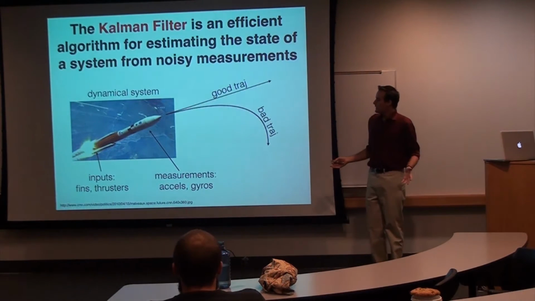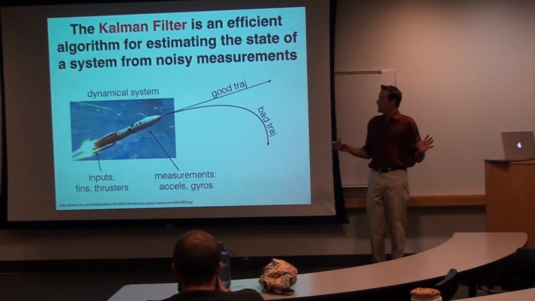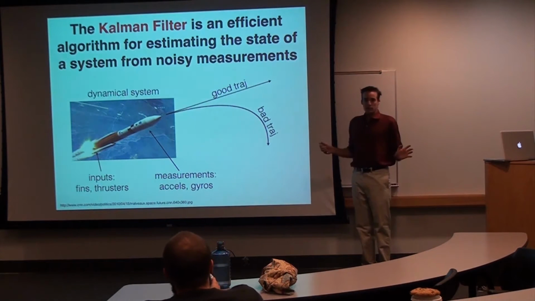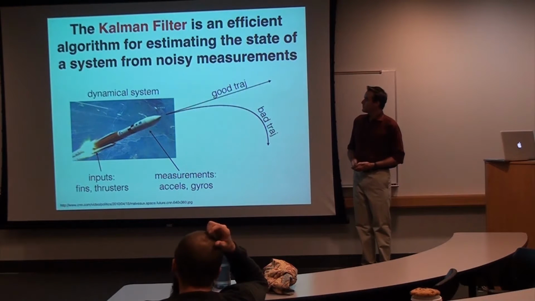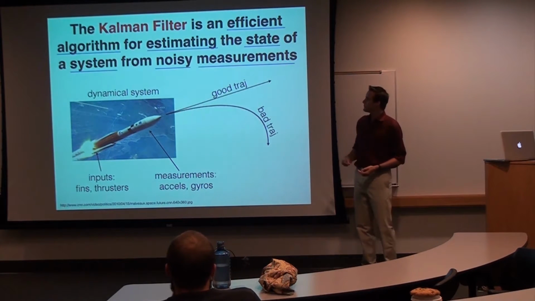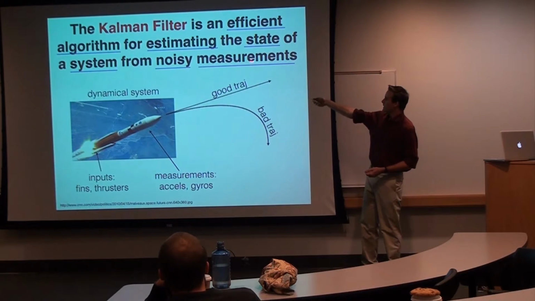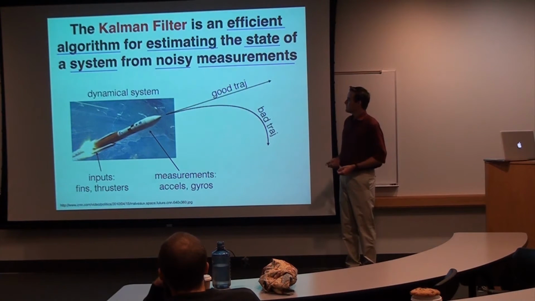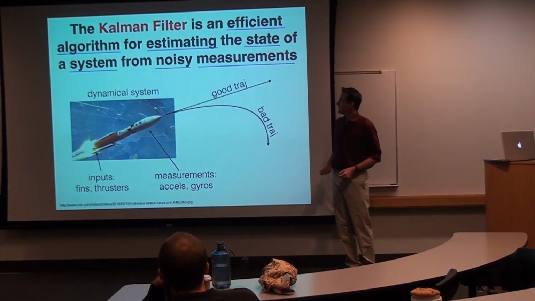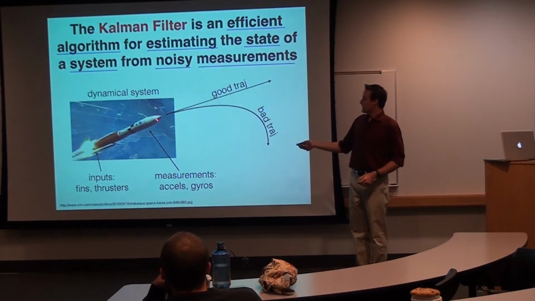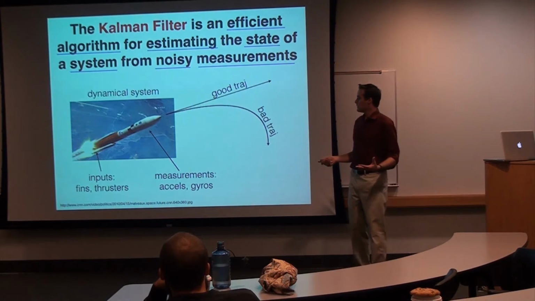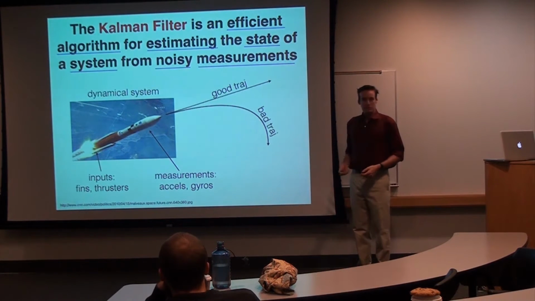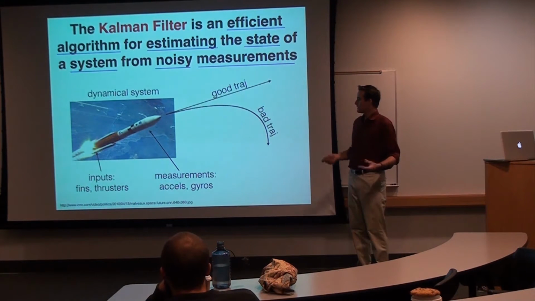First, to give a bird's eye view, the Kalman filter is an efficient algorithm for estimating the state of a system from noisy measurements. Almost every adjective has a more rigorous mathematical definition, but at the top level, the idea is as follows. We have some sort of dynamical system, like a rocket, whose movement is governed by F equals ma type dynamics. There are some inputs, like fins and thrusters, that can tell where the rocket's going to go.